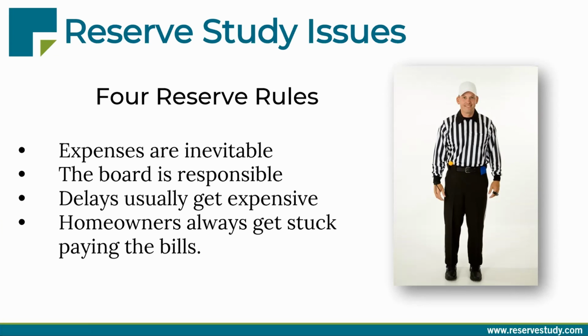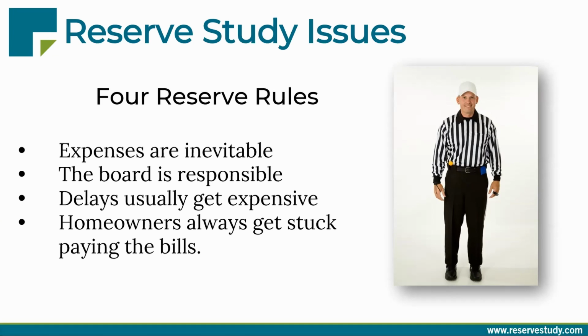Remember, the expenses are inevitable. They're driven by deterioration. And the board, remember, is responsible for the governing documents to care for those common area assets on behalf of the homeowners. And I want to make sure you understand that delays usually get expensive. If you don't paint the wood fence on time, then it's not only going to start to look lousy, it's going to start to physically deteriorate, and you're going to end up having some carpentry expenses. That's classic. Or a roof. If you wait, then all of a sudden it's going to leak, and you have leak-related expenses for the unit interiors. And the 4th rule is that there's no magic outside rescue.